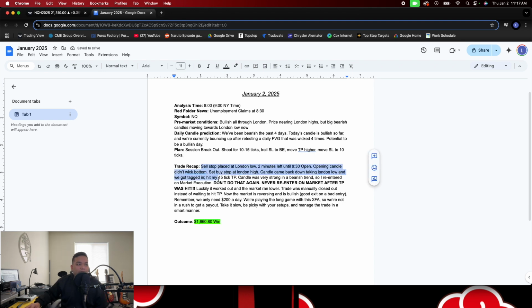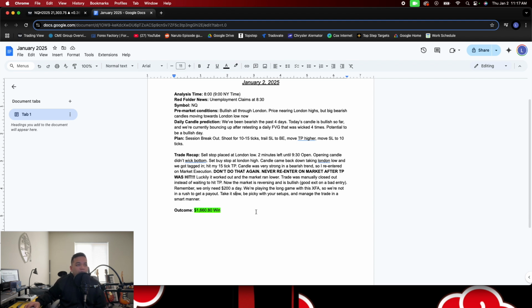So I'll just read it off, I guess. We had a sell stop placed at the London low, 2 minutes left till 9:30 open. Opening candle didn't wick, so I set the buy stop at London high. Candle did come back down, took the London low, and we got tagged in. Hit my 15 tick take profit.